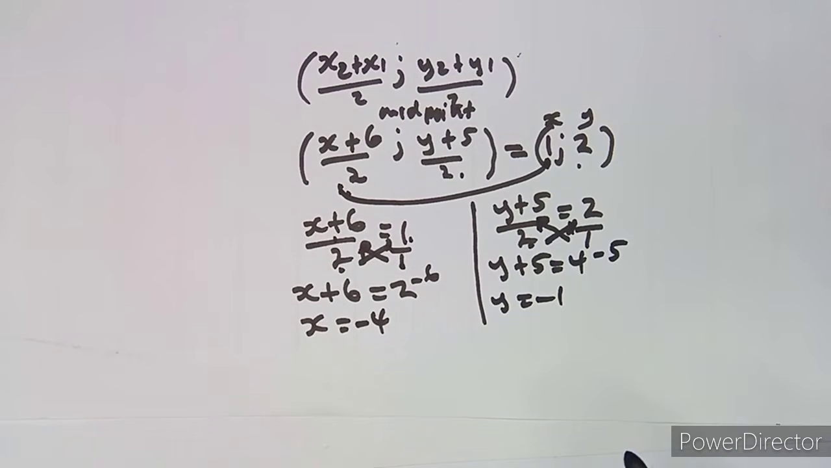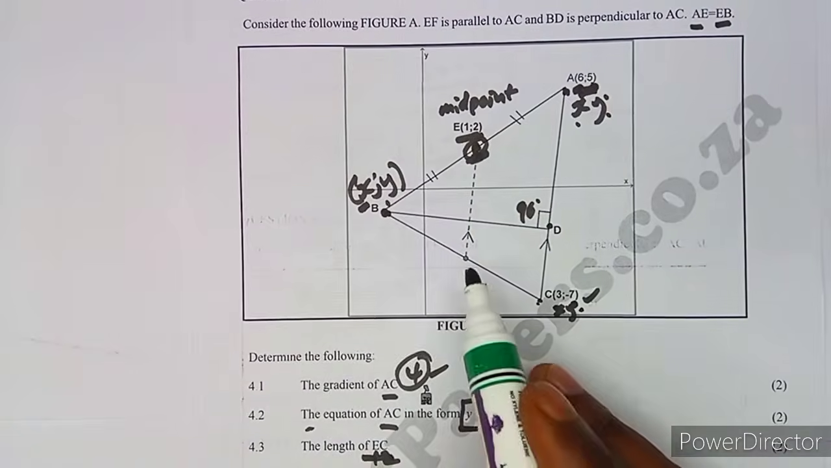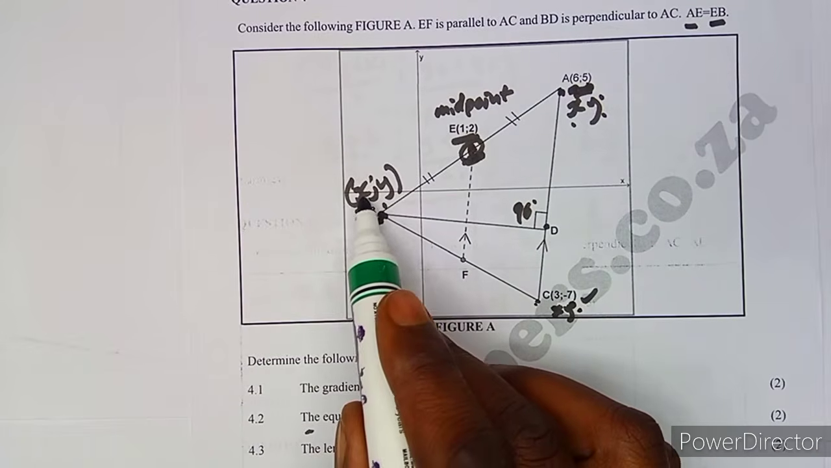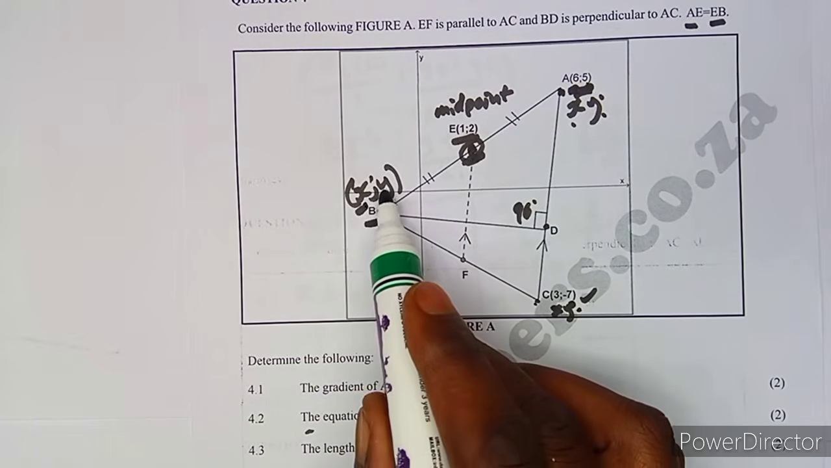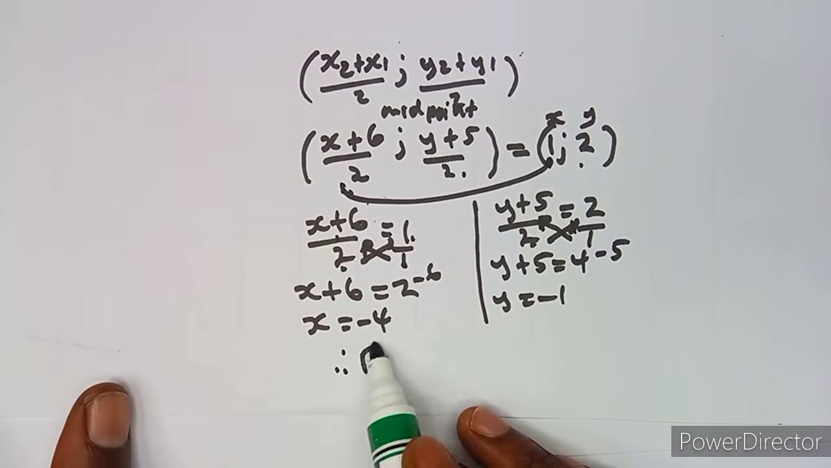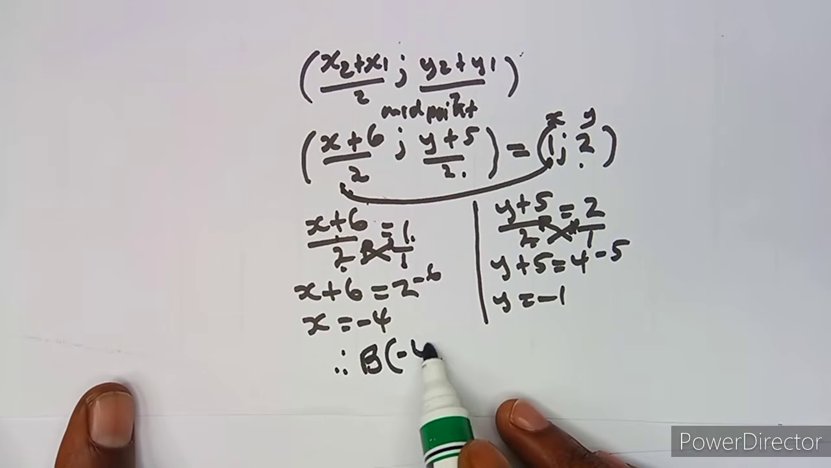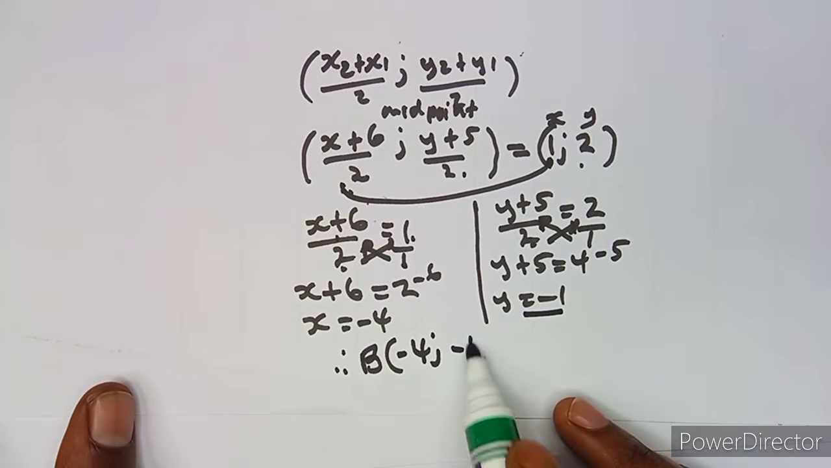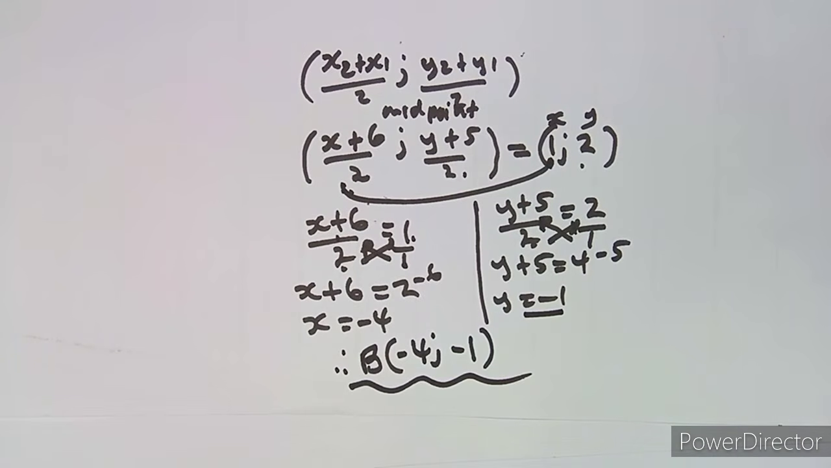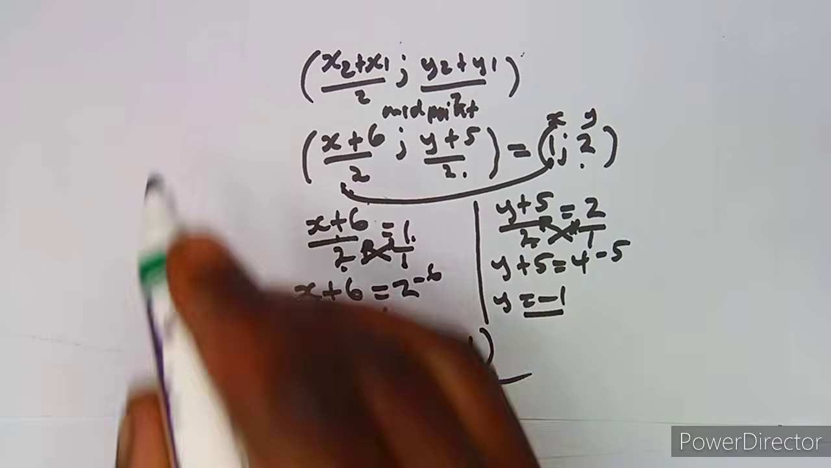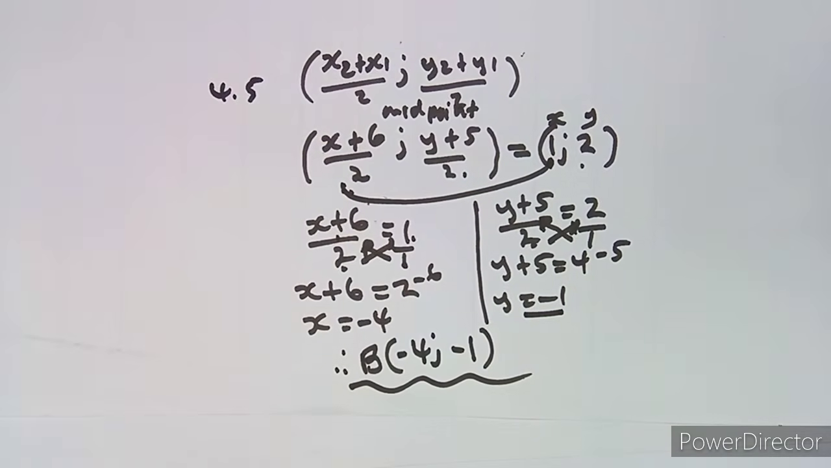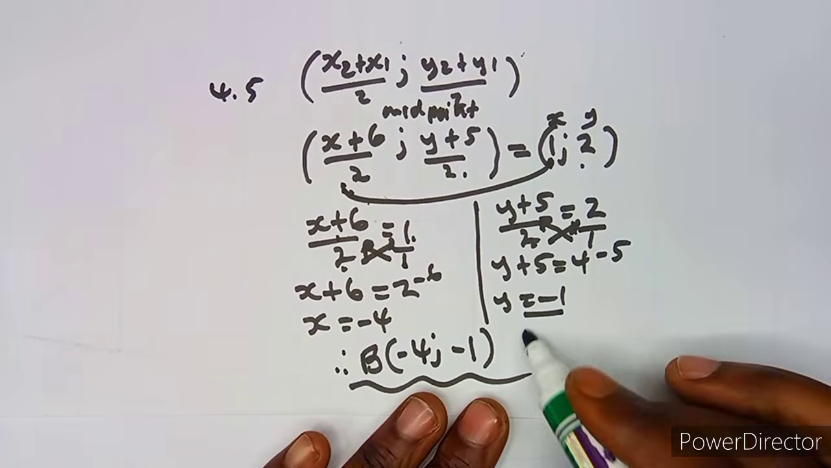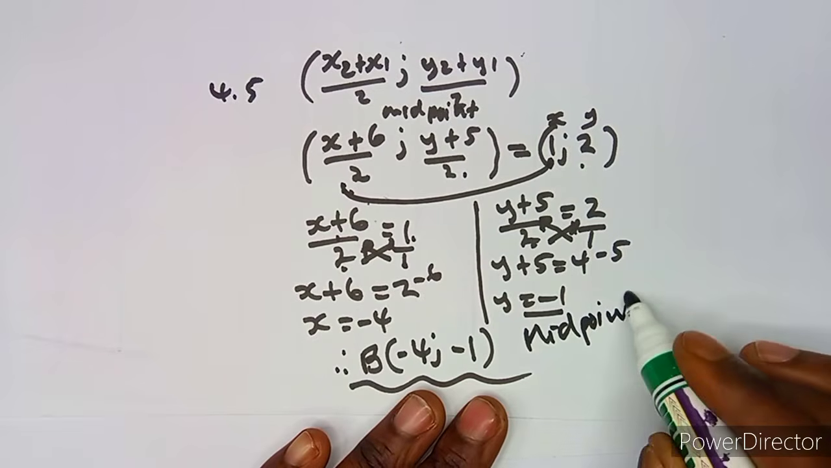Okay, so remember this x and y, we have taken these points from what? From B. So x represents the value of x at point B, y represents the value of y at point B. So therefore the point B is going to be equal to the value of x, which is negative 4, and the value of y, which is negative 1. So this is going to be the point B. So that is what we had in this case on 4.5. We're actually given the midpoint. So you are going to use the midpoint concept. So in this case, we used the midpoint concept.